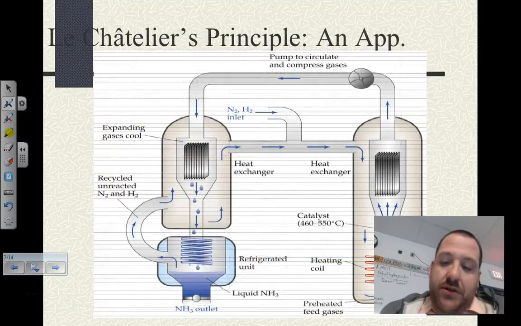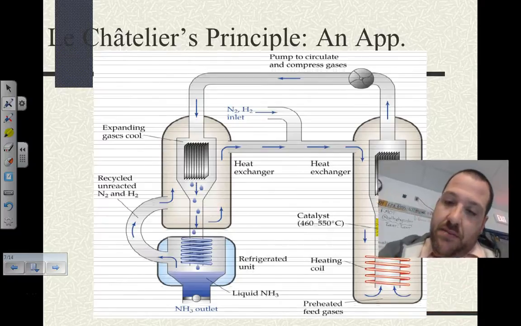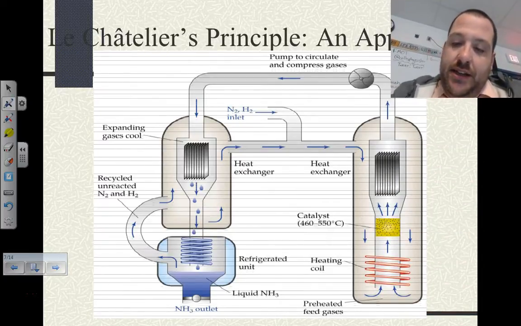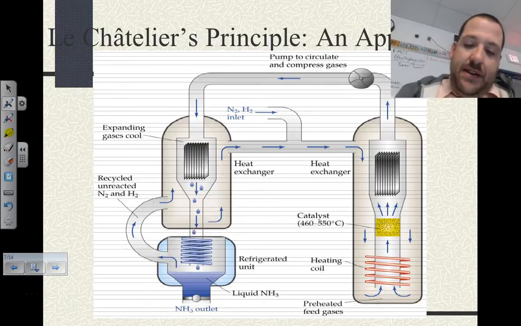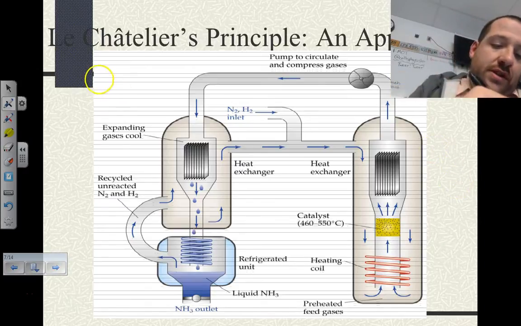Now here's a legit engineering example about this, and this is how they make ammonia in real life.